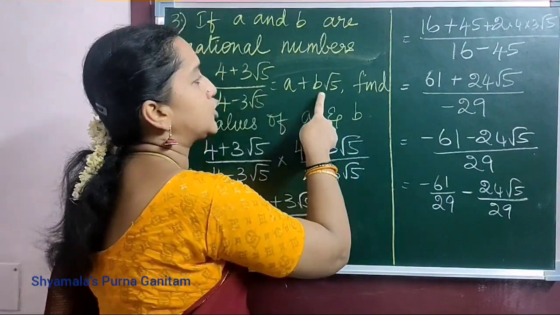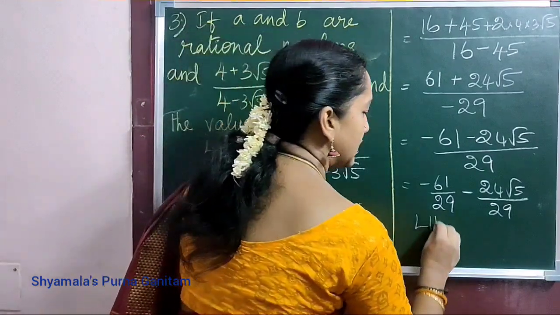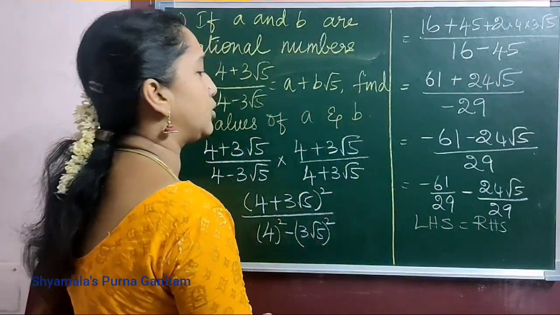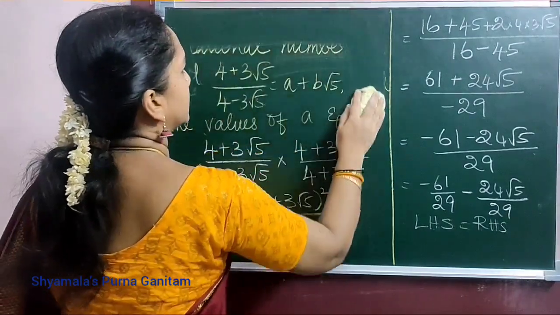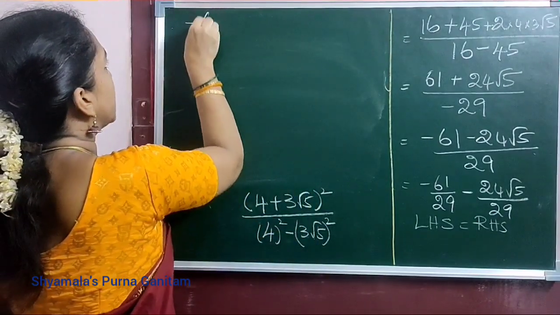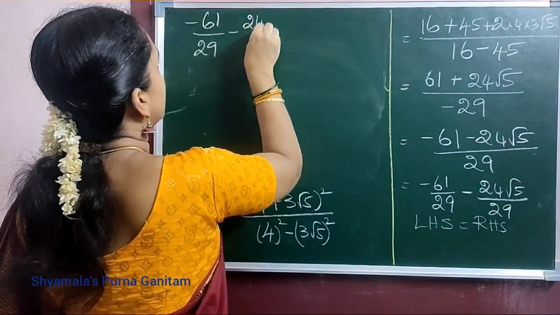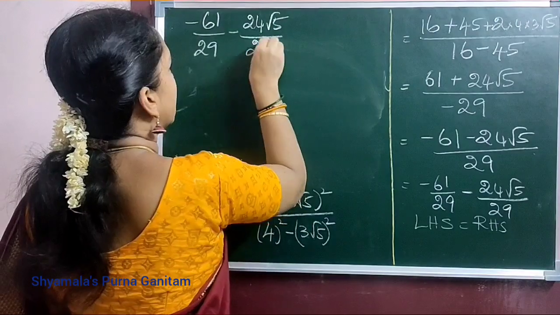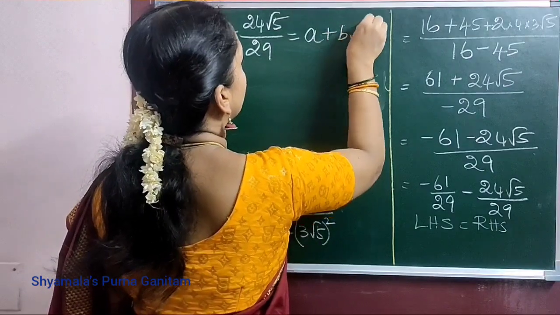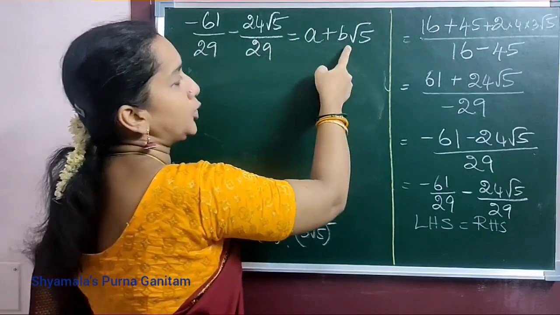So this LHS has to be equated to our RHS. LHS is equal to RHS. So our LHS value is this one, and that has to be equated to the RHS side. If you equate it, you will get the answer. So LHS is minus 61 by 29 minus 24 root 5 by 29 is equal to, what is the question given? A plus B root 5. Okay, so you have rationalized the LHS and are equating it to the RHS.